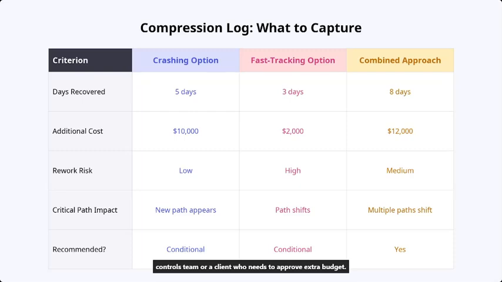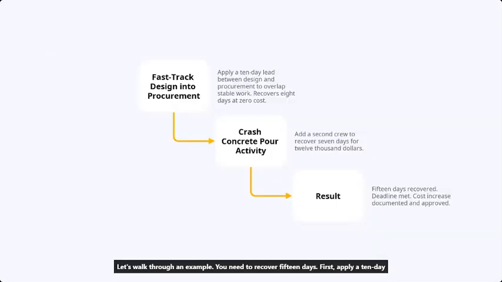Let's walk through an example. You need to recover 15 days. First, apply a 10-day lead between design and procurement, overlapping work that's stable enough to run in parallel. That saves 8 days at 0 cost. Next, crash the concrete pour by adding a second crew, recovering 7 more days for $12,000. Total 15 days, deadline met, cost increase documented and approved.